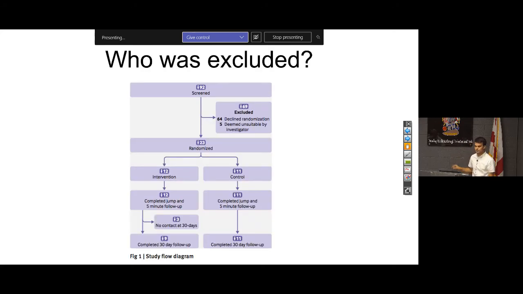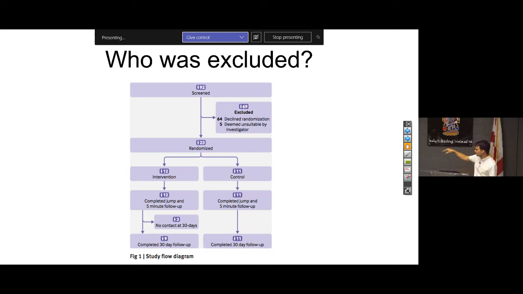Who was excluded? So this is the flow of the patients that are enrolled. So there were 92 patients screened. 64 said, I'm not taking part in this. There's no way I would do this. 5 were deemed unsuitable by the investigator. I don't remember what the details were. In the paper, we could see what this possibly was. Maybe they were intoxicated. They had been drinking on the plane. It was like, you know what? They don't have capacity to say that they want to risk life or death in this.